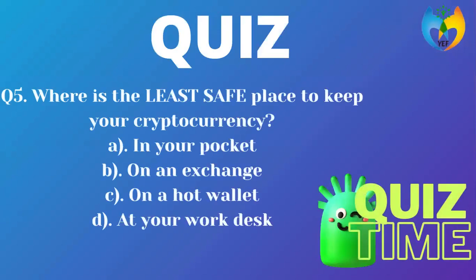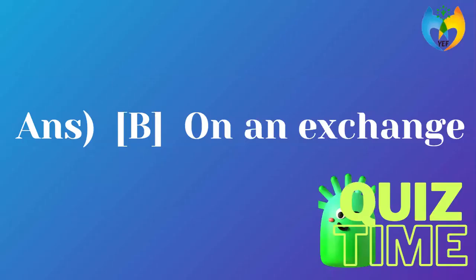So where is the least safe place to keep your cryptocurrency? Is it in your pocket or on an exchange, on a hot wallet or at your work desk? So I'm getting options either B or D, on an exchange or at your work desk. Okay, so it's either B or D. Let's see who gets it right. Can we see the answer, please? It's option B, on an exchange.